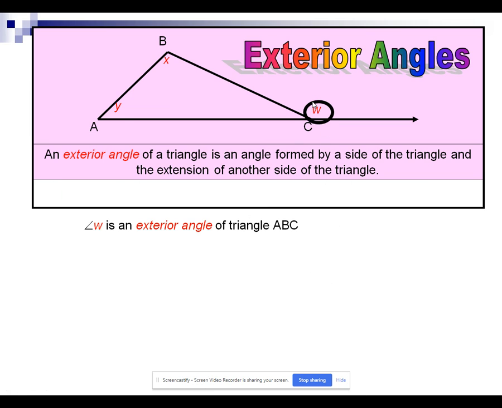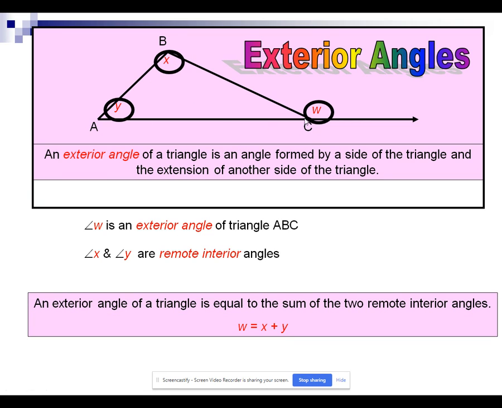All right, so this is something we've talked about. That's the exterior angle. Those two are the remote interior angles, and you add the remote interior angles together to give you the exterior angle.